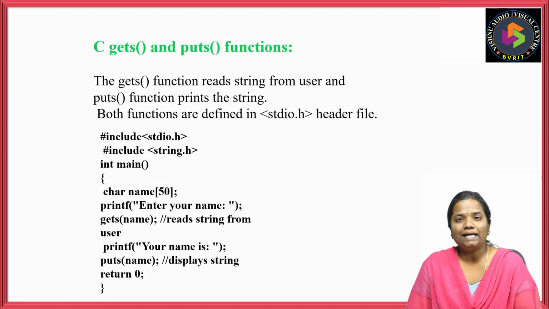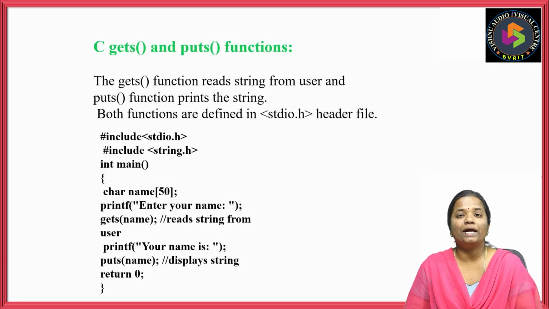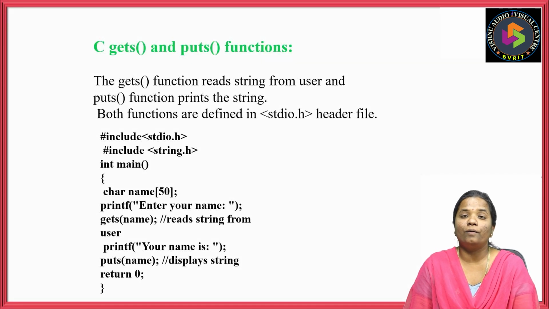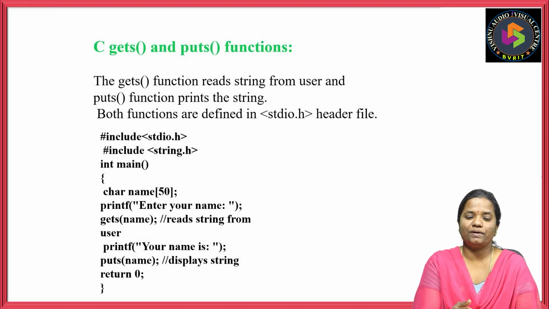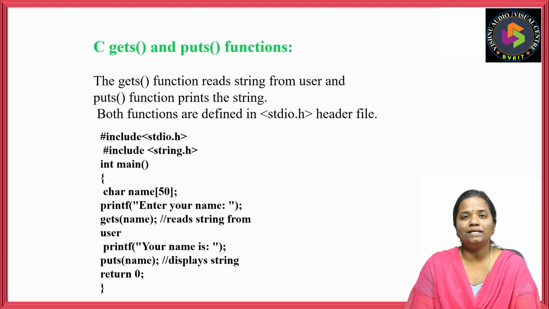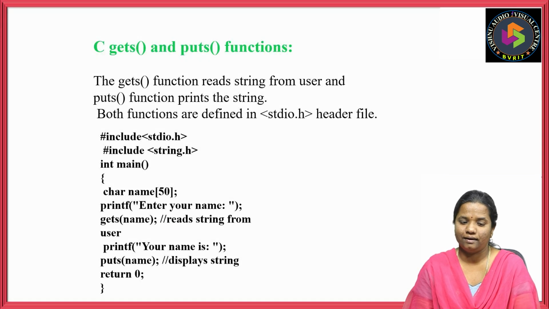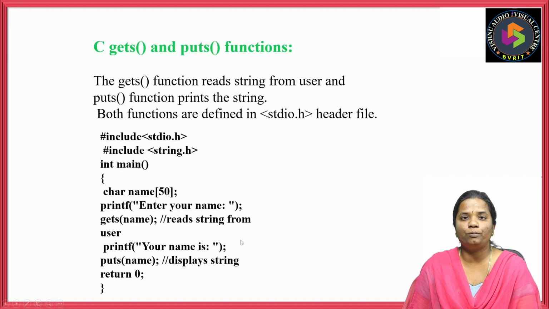Just as we read a single character from the input device and print a single character on the screen, we are able to read a string from the input device and print a string on the screen by taking the support of gets and puts functions. Here, get means reading data from the input device. What are we reading? A string. That is the reason the function name is gets, and puts is used to write or print a string on the screen.